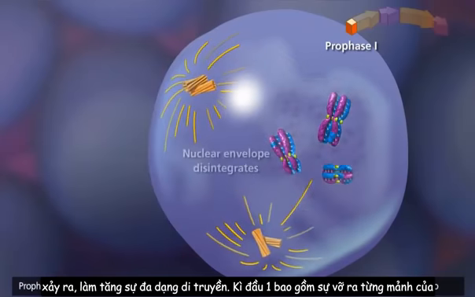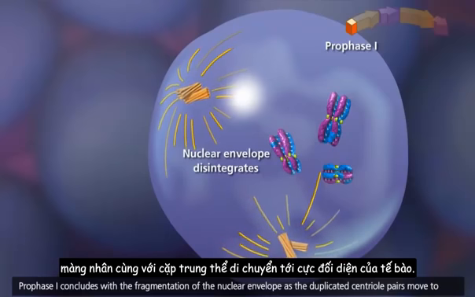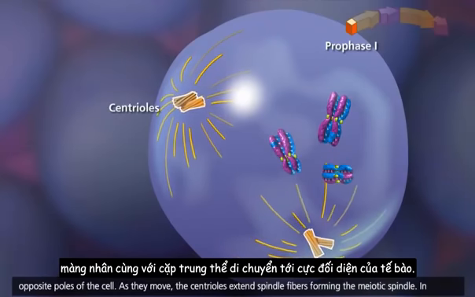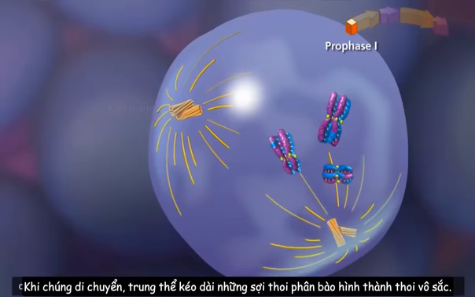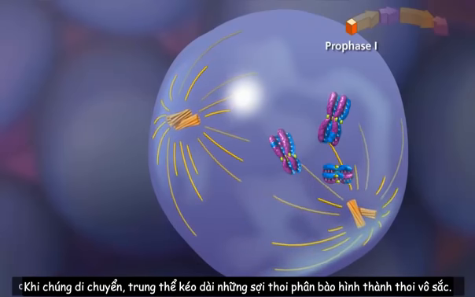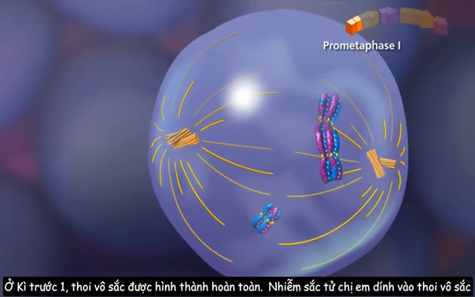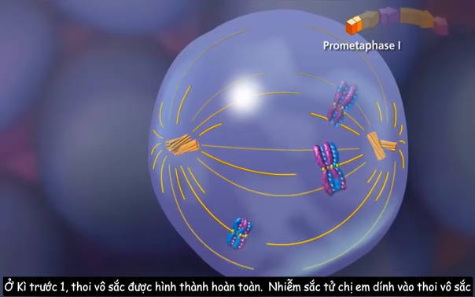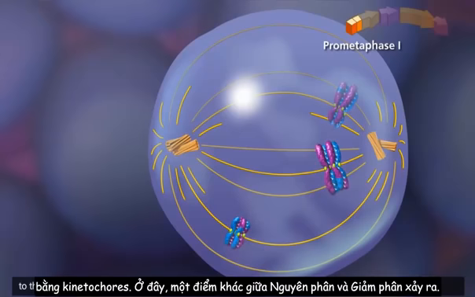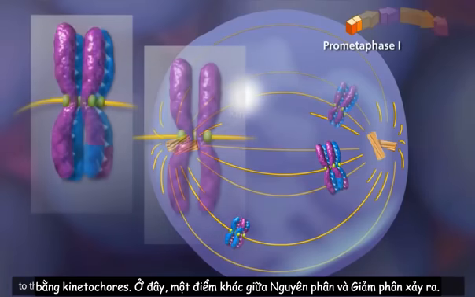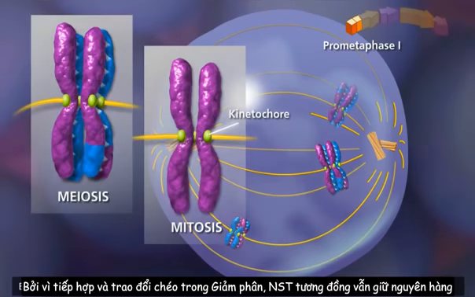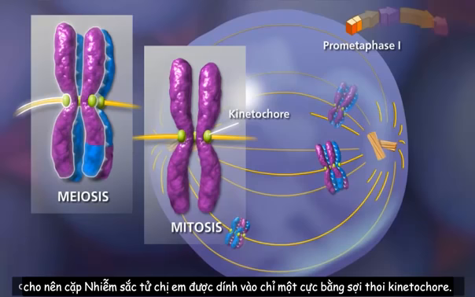Prophase I concludes with the fragmentation of the nuclear envelope as the duplicated centriole pairs move to opposite poles of the cell. As they move, the centrioles extend spindle fibers forming the meiotic spindle. In prometaphase I, with the paired centrioles in place, the meiotic spindle is fully formed. The sister chromatids attach to the spindle fibers by their kinetochores. Here, another key difference between mitosis and meiosis occurs. Because of synapsis and crossing over in meiosis, homologous chromosomes remain aligned, so that a pair of sister chromatids is attached to only one pole by the kinetochore microtubules.